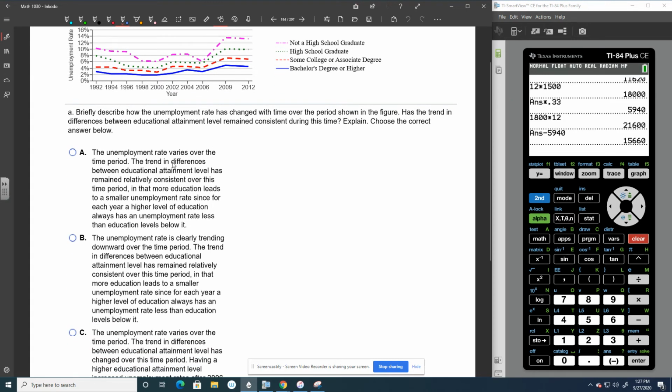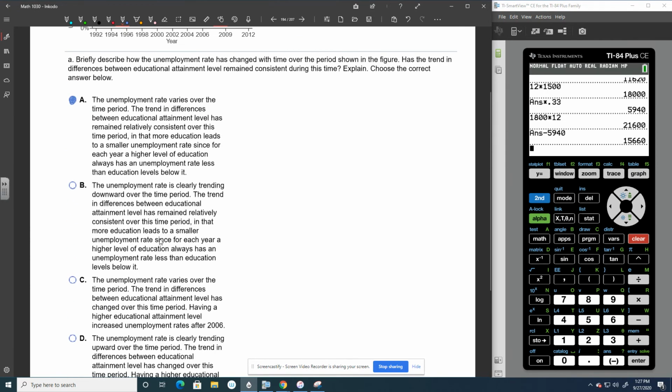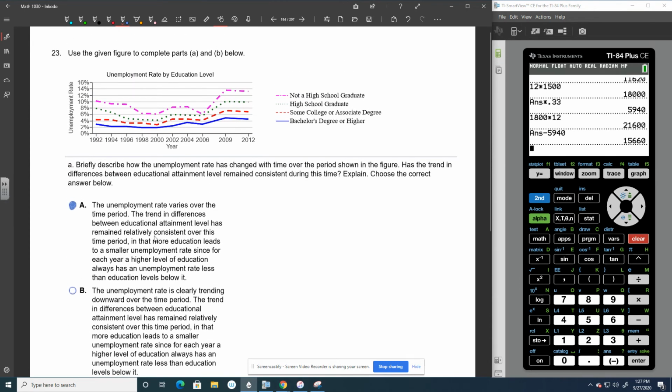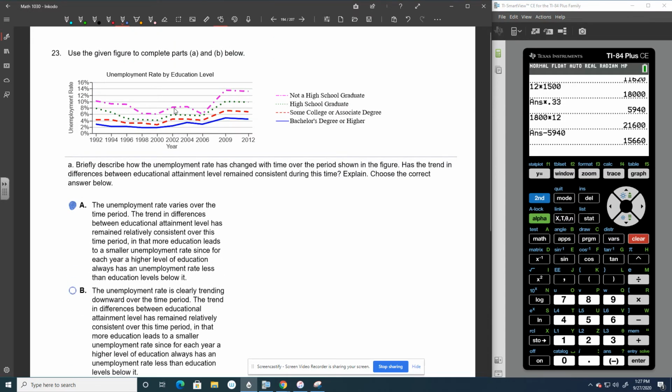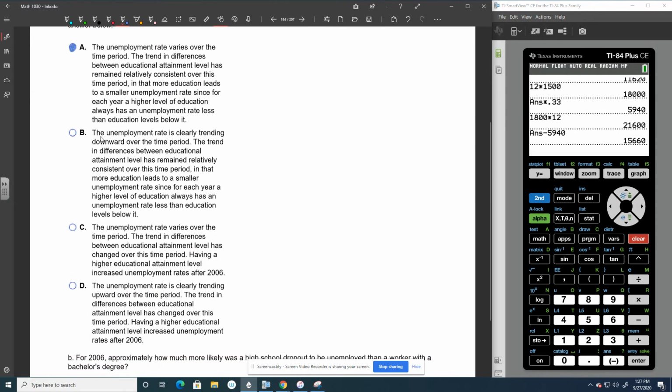The unemployment rate varies over the time period, so it goes up and down. The trend in differences between the educational attainment level has remained consistent. Yes, in that more education leads to smaller unemployment rate, since each year a higher level of education has, well, I love it when the first one is the right one. We can read through the other ones and make sure that makes sense and compare it, but everything in that one is true. The unemployment rate is clearly trending downward. No, it's not. It goes down and up and down and up and levels out. So that's obviously not right.